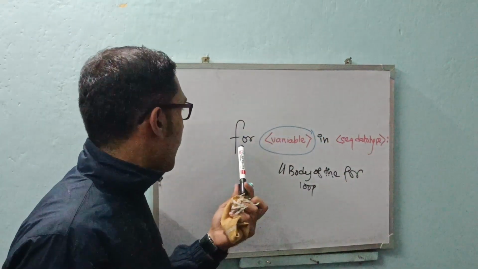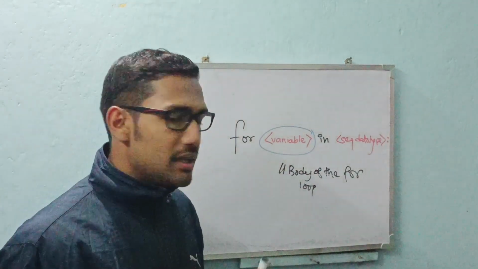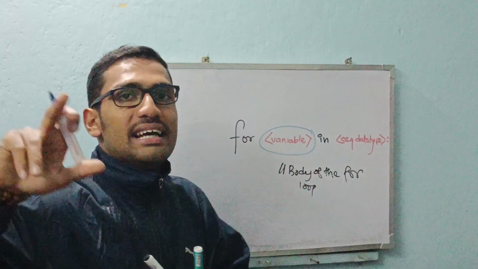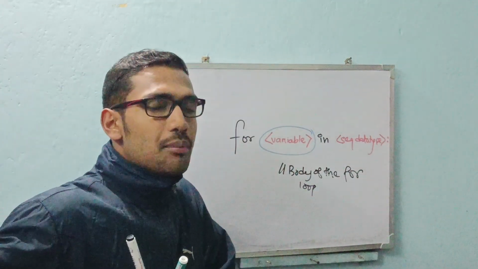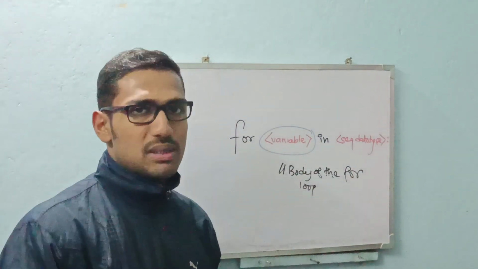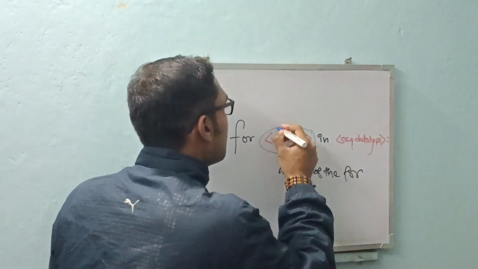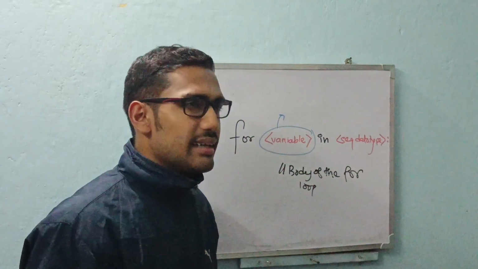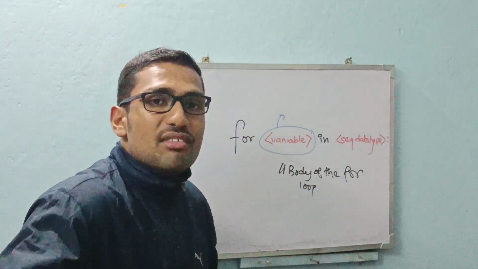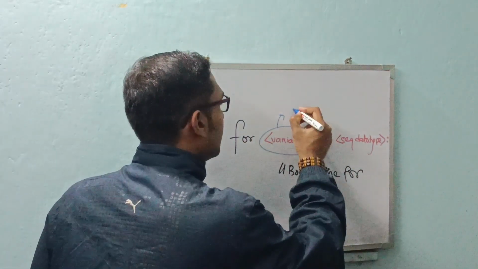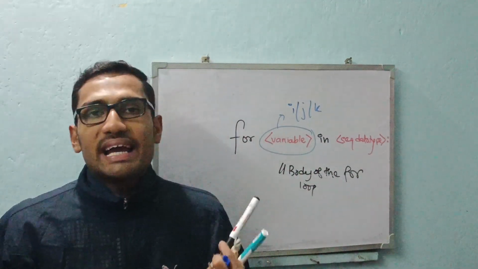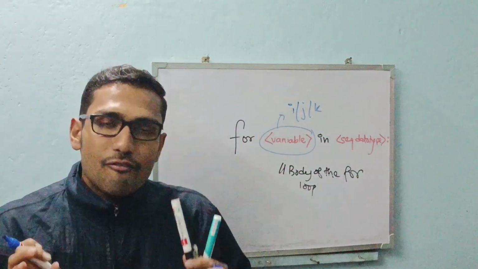First we write the keyword for, which indicates to the interpreter that a loop is going to start. And what type of loop? It's a for loop. Fine, this much is clear. Now what is this variable indicating? This variable is nothing but a valid identifier. It can be any valid identifier. Conventionally we use i or j or k, but it's not mandatory to use i, j, k. You can use any valid identifier.